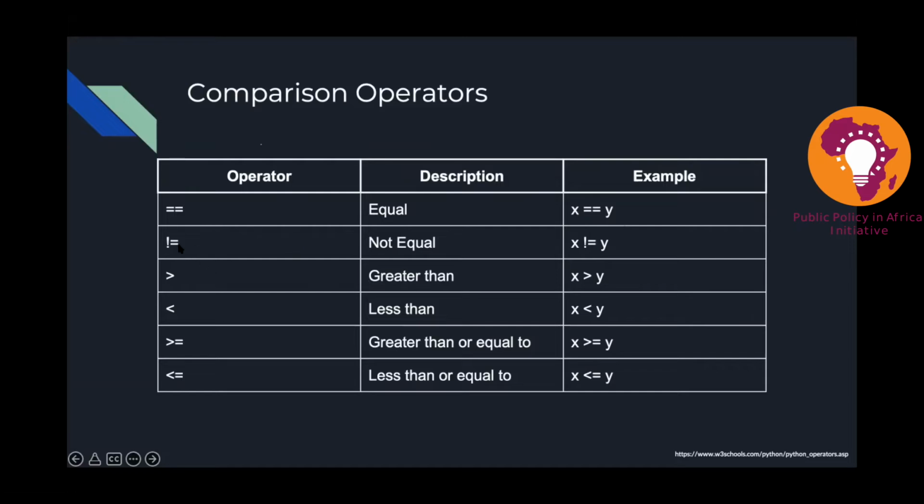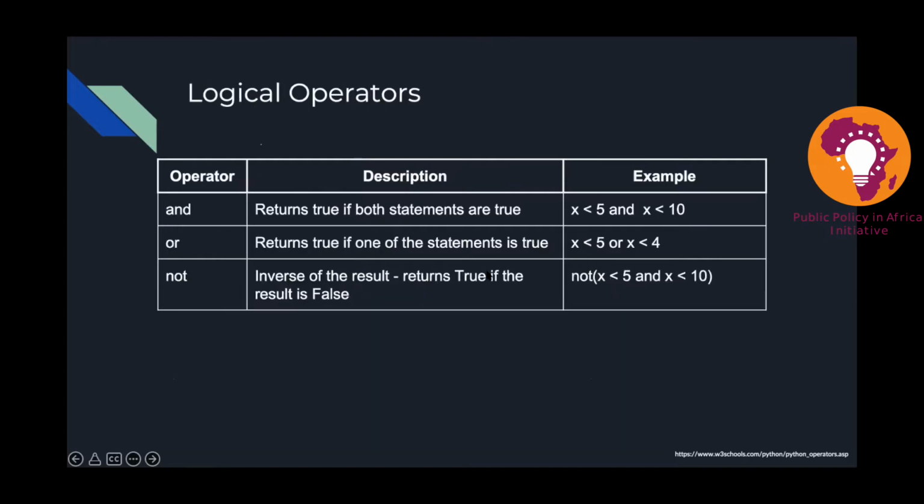And then not equal checks the exact opposite. It's an exclamation mark followed by an equal to sign. Then we have greater than, less than, greater than equal to, less than equal to. They work exactly as they look. So if x is greater than y, this will be true, otherwise it will be false, and so on and so forth. And anybody have any questions about comparison operators? Okay, seems like everyone has that down as well.